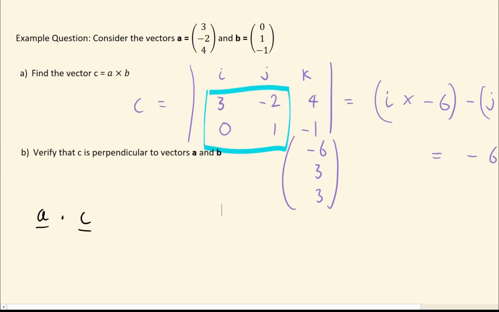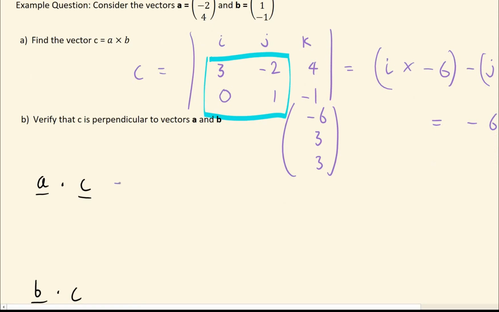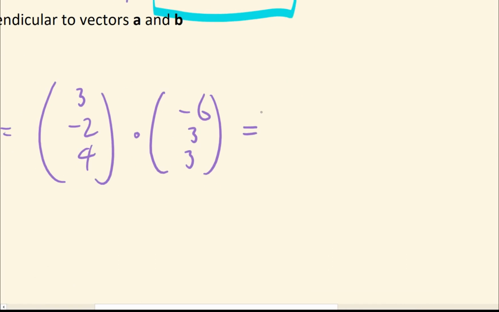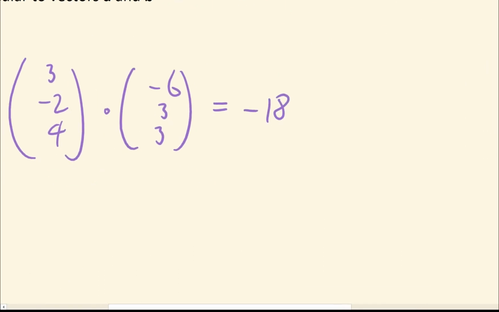Okay, A dot C. That is going to be (3, minus 2, 4) dot (minus 6, 3, 3). Let's get rid of this for now, so I remember what it is. Working this out, 3 times minus 6 is minus 18, minus 2 times 3 is minus 6, and 4 times 3 is plus 12, which of course doesn't work.